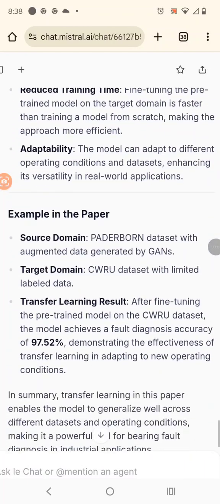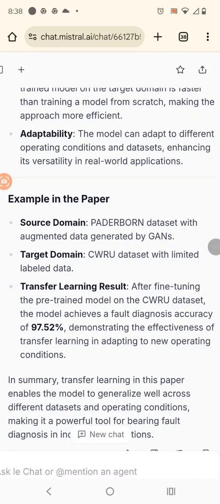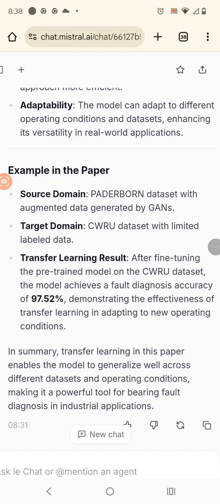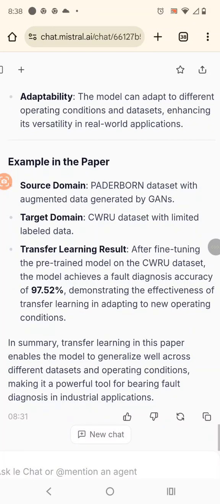So there you go. Source domain Paderborn, target domain CWRU, achieves a fault diagnosis accuracy of 97.52%.